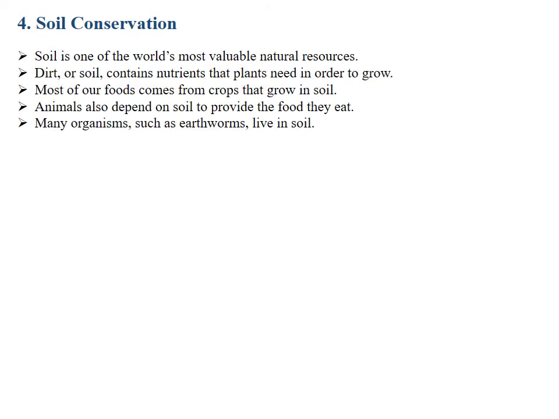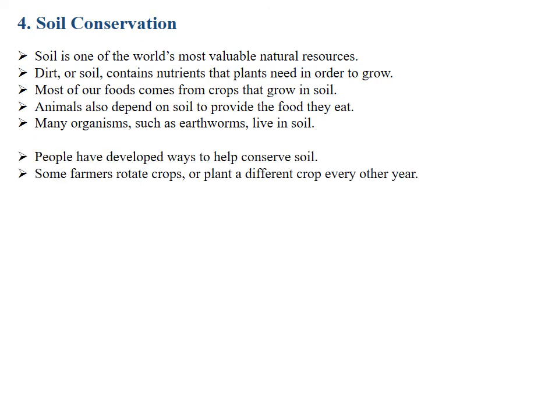Now, let us talk in detail about soil conservation. Soil is one of the world's most valuable natural resources. Dirt or soil contains nutrients that plants need in order to grow. Most of our food comes from crops that grow in soil. Animals also depend on soil to provide the food they eat, and many organisms such as earthworms live in soil.